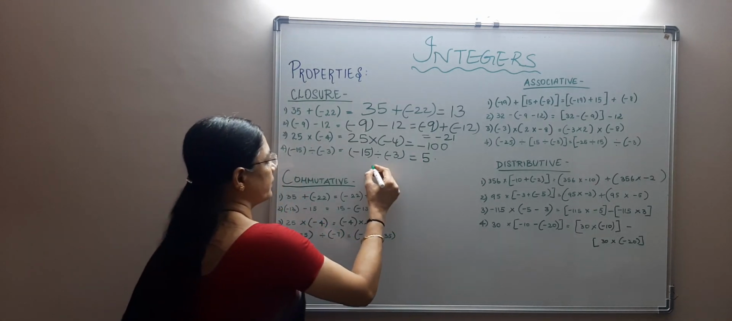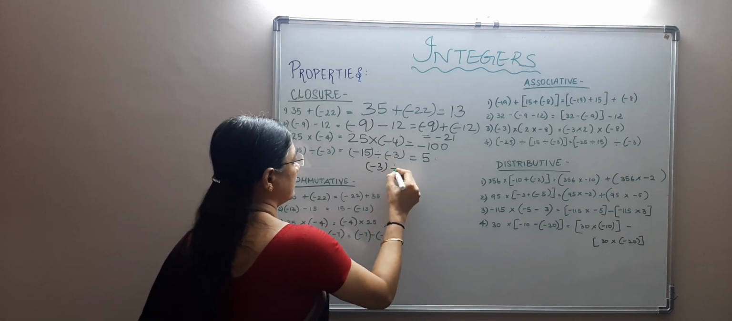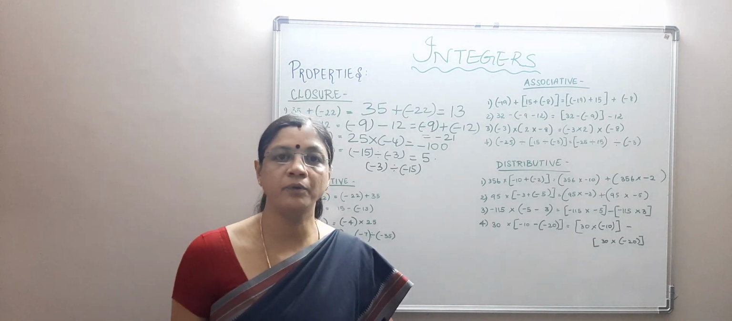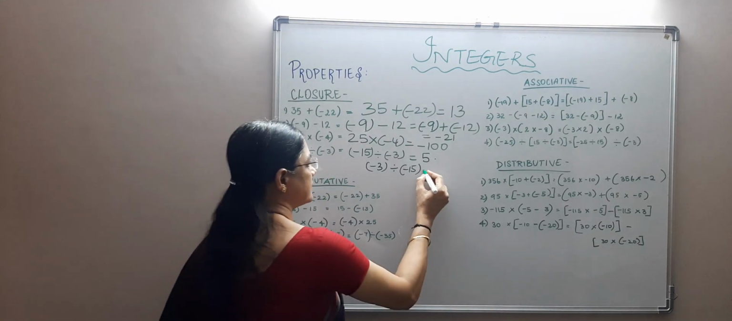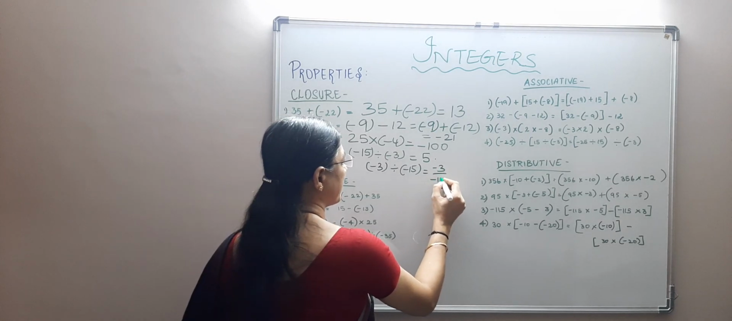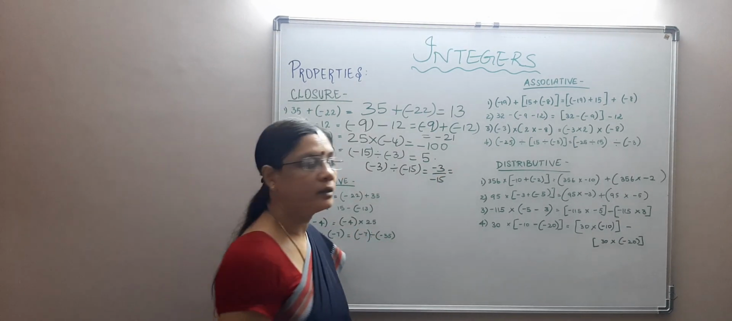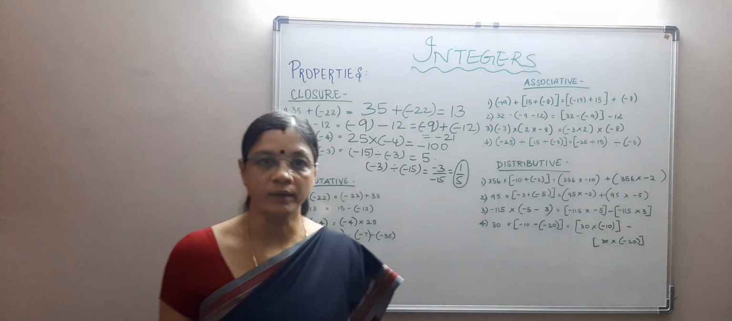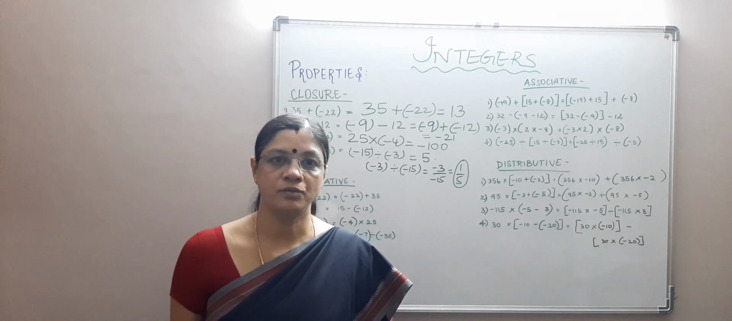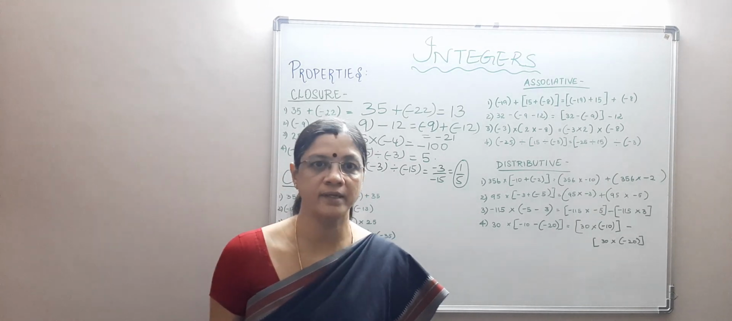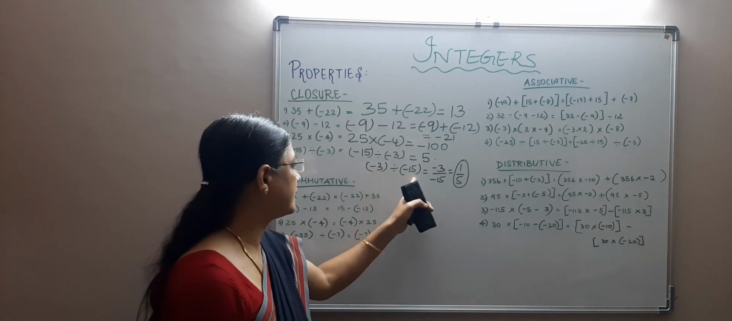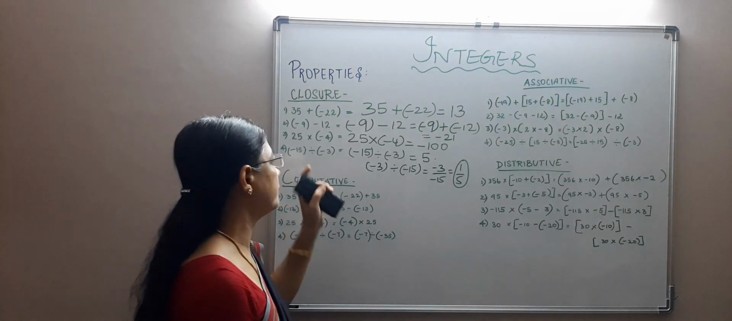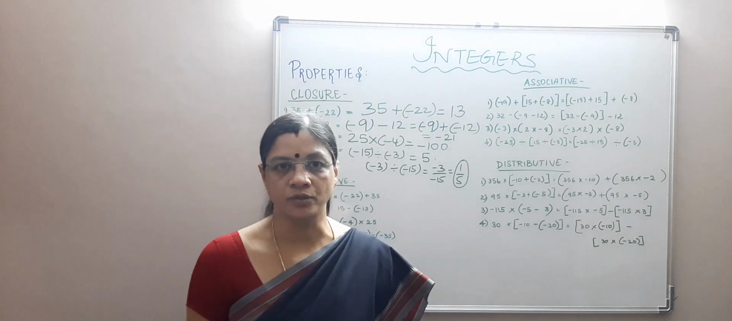But the other case, see, when I divide minus 3 by minus 15, 3 is a common factor here, so it gets reduced to 1 by 5. But 1 by 5 is not an integer, it's a fraction. So fractions are not part of the integer set. So minus 3 divided by minus 15, that is 3 by 15, 1 by 5, is not an integer. So division is not closed for integers, that you should remember.